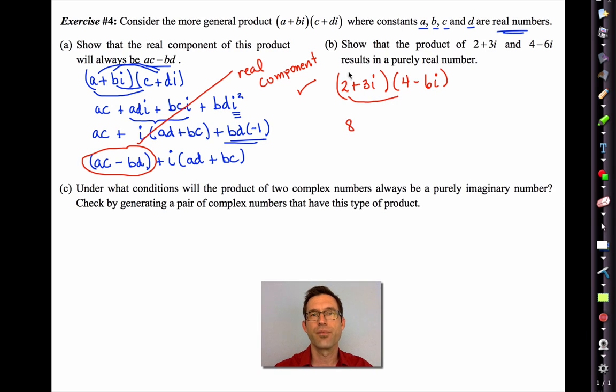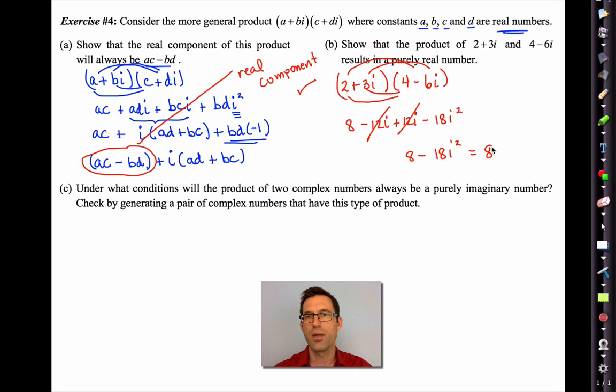2 times 4 is 8. 2 times negative 6i is negative 12i. 3i times 4 is positive 12i. And 3i times negative 6i is negative 18i squared. Well, these two cancel. So I'm going to get 8 minus 18i squared, but that still looks like it could have an imaginary component. But as soon as I put in a negative 1 for i squared, I just get 8 plus 18, which is 26. And that's purely real, right? There's no i component.